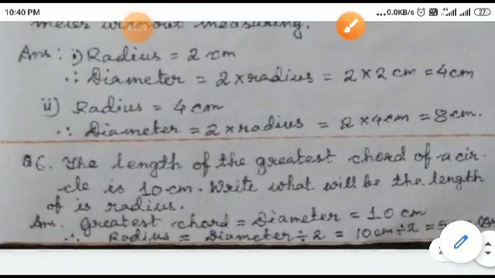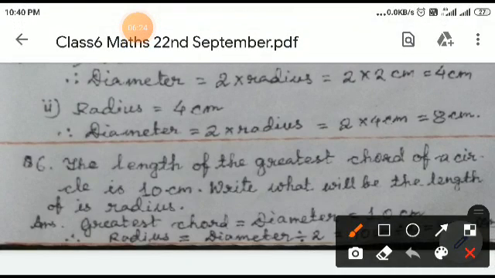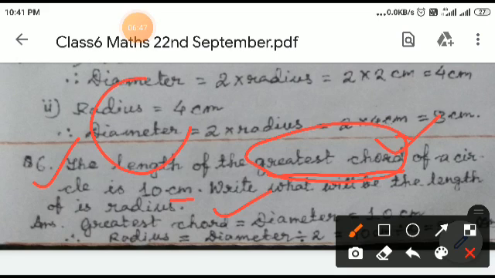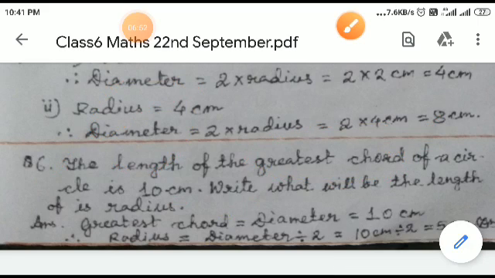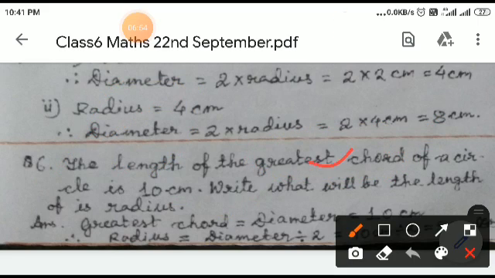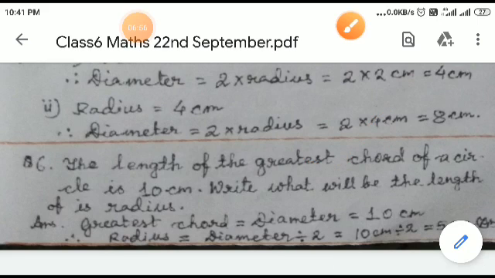In question number 6, the length of the greatest chord of a circle is 10 cm. Write what will be the length of the radius. We know the greatest chord is the diameter of the circle. So here, instead of diameter, it is written the greatest chord. We all know the greatest chord is the diameter of the circle. So actually here the length of the diameter is given. We have to find the length of the radius.